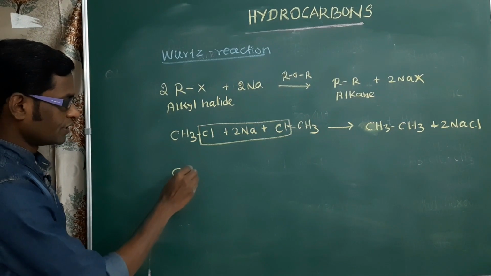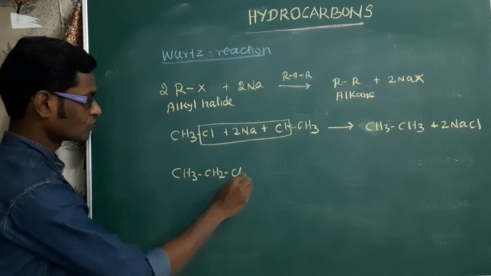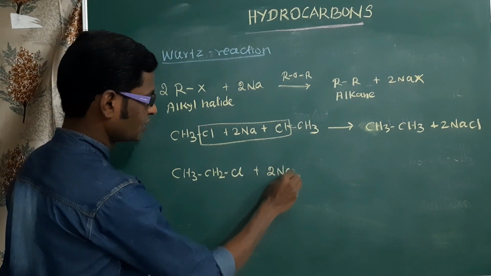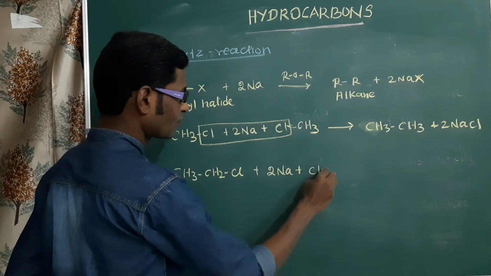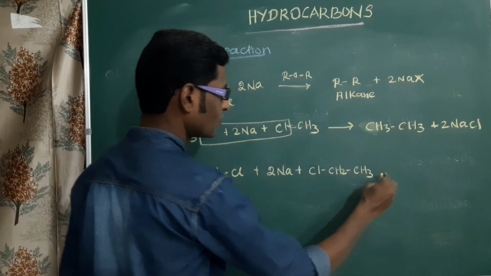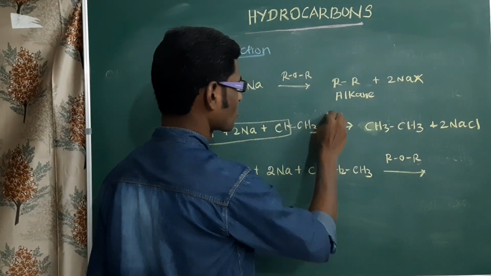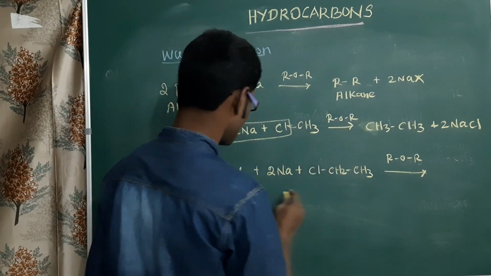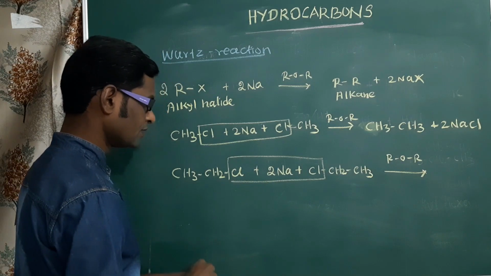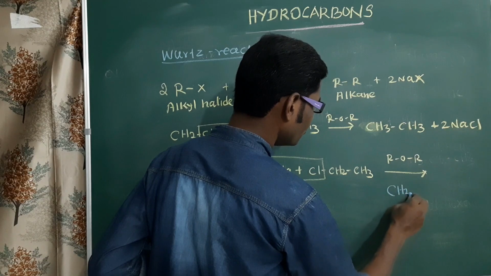Butane from chloroethane. Molecular formula of chloroethane CH3CH2Cl, 2Na should be there, and again one more molecule of chloroethane. The reaction is carried out in the presence of dry ether. These 2 chlorines bond with the sodium to form 2NaCl. 2 ethyl groups join together to form butane.